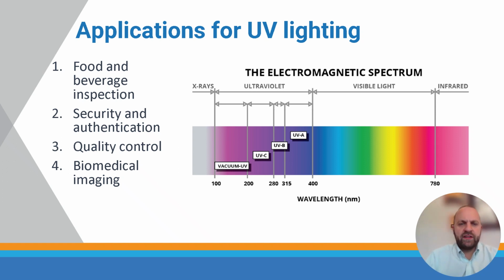Okay, so UV on the EM spectrum here, it is below visible and above X-rays. Mostly in machine vision, we're going to be in this UVA, UVB range, where we're most commonly seeing wavelengths of UV 365 and UV 395, so 365 nanometers or 395 nanometers.